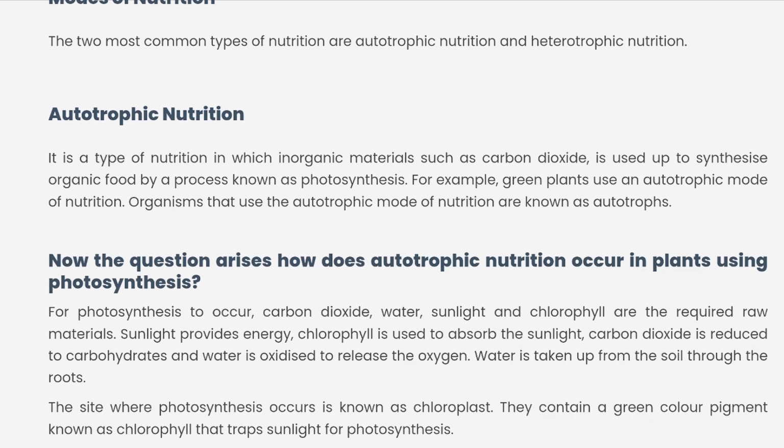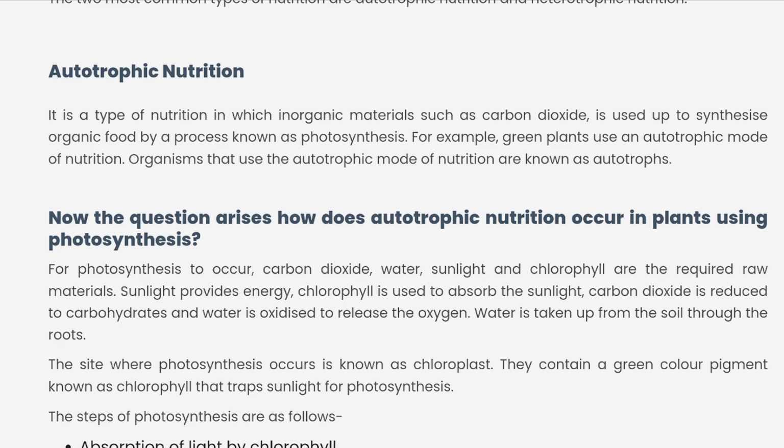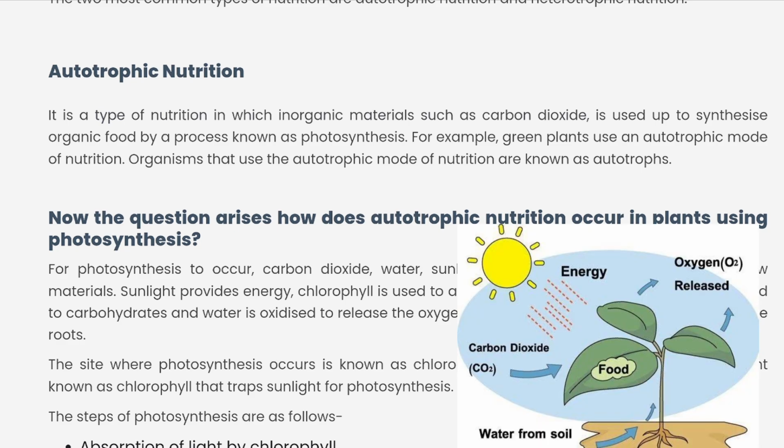Autotrophic nutrition. It is a type of nutrition in which inorganic materials such as carbon dioxide are used up to synthesize organic food by a process known as photosynthesis. For example, green plants use an autotrophic mode of nutrition. Organisms that use the autotrophic mode of nutrition are known as autotrophs.